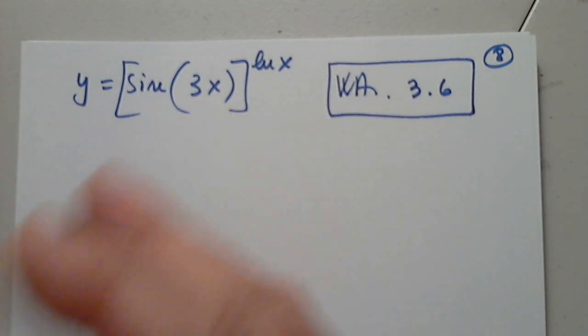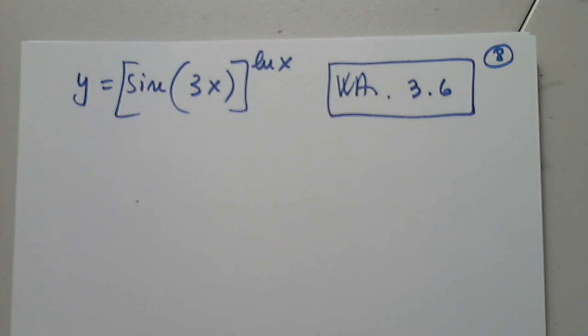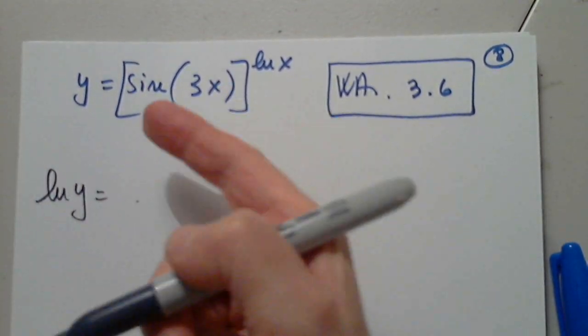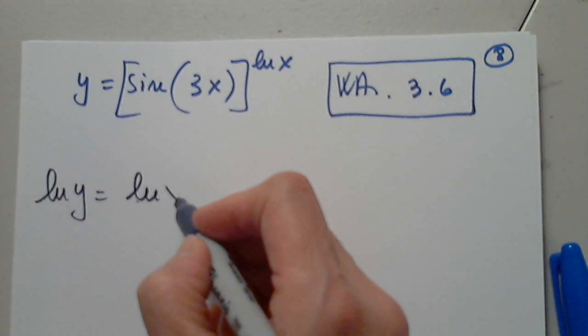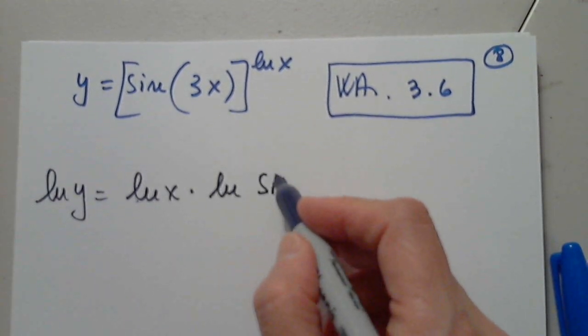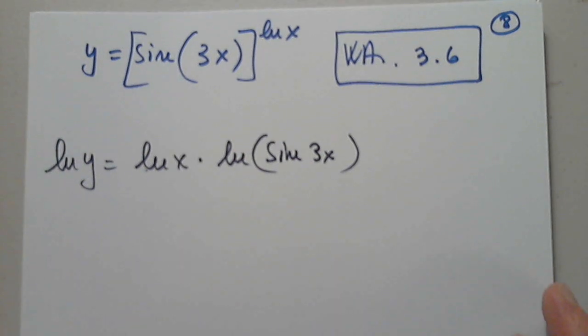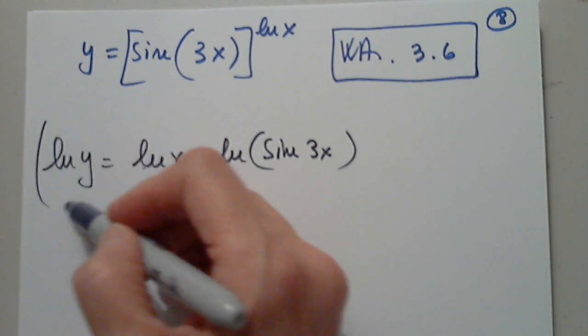So there is no rule. If you want, there is a procedure, but there is no rule for this. So the procedure is, step number 1, you apply natural log. Natural log y. When I apply natural log, the power comes in front. So that's my first step. In step number 2, I have to differentiate.